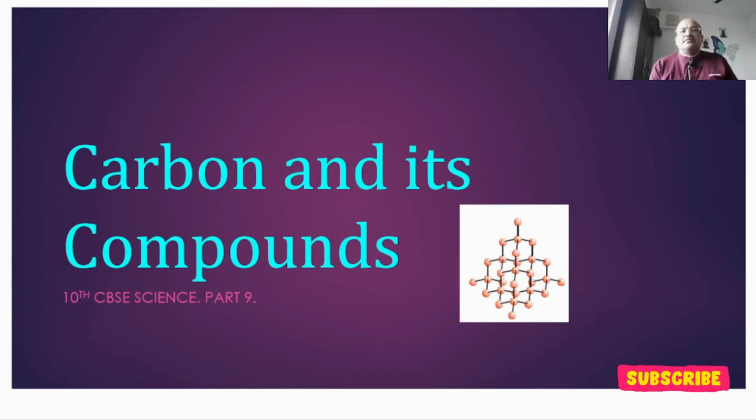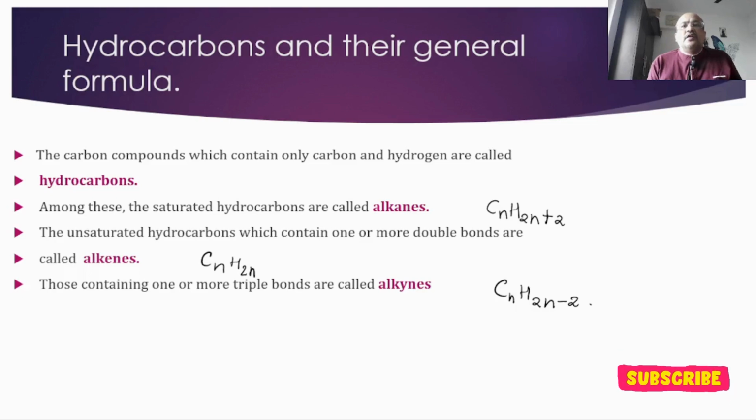We are doing chapter Carbon and its Compounds, Class 10 CBSE. Last time we have seen what are saturated and unsaturated compounds. So let's see what hydrocarbons are all about and their general formula. We know that the carbon compounds which contain only carbon and hydrogen are called hydrocarbons. Last time also we have seen this.